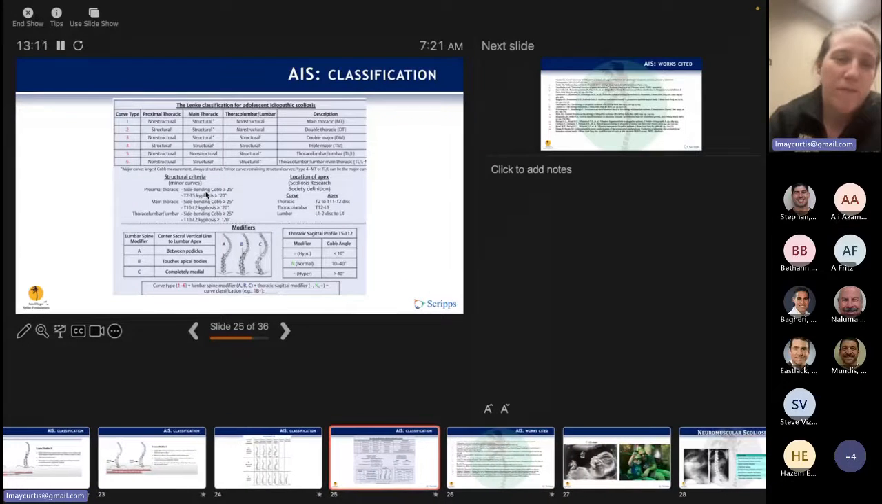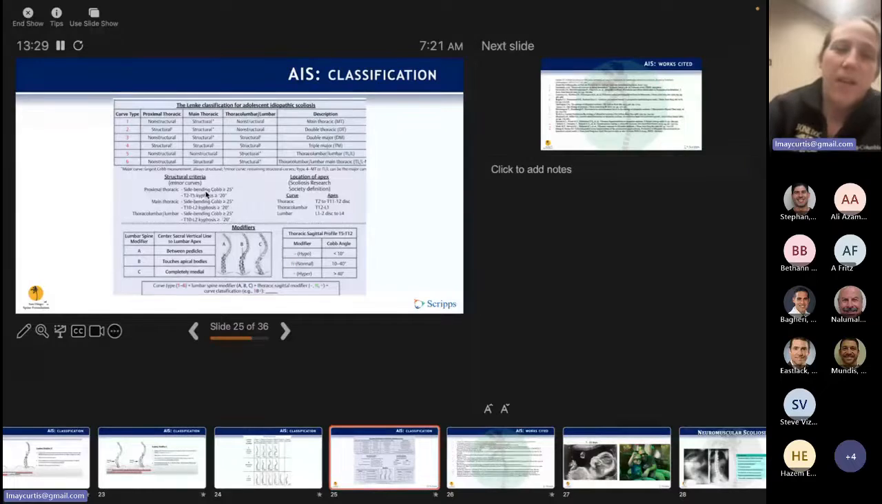So if it's less than 10 degrees, that's negative or hypokyphotic. If it's 10 to 40, that's N or normal. And if it's greater than 40, that's positive or hyper. You can put all that together and you get your Lenke classification.